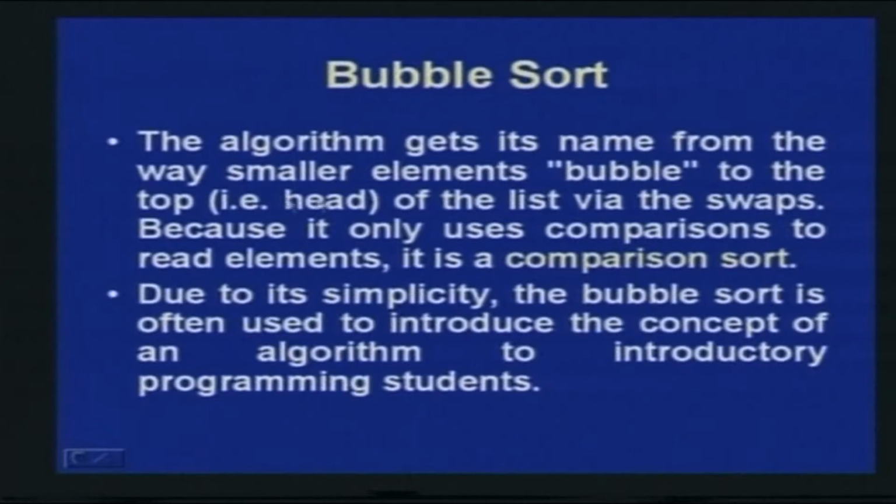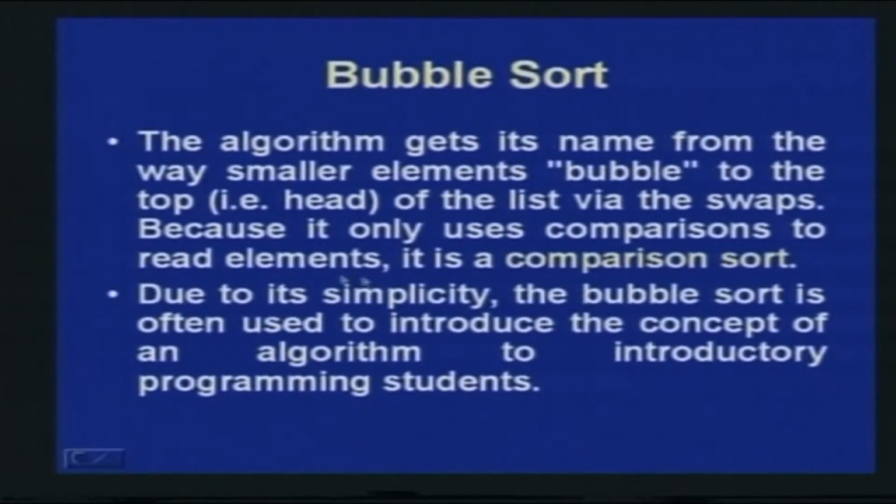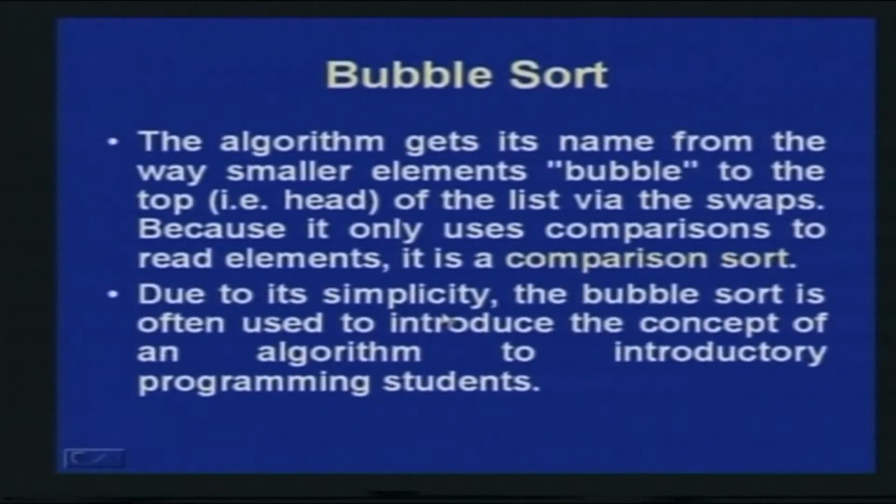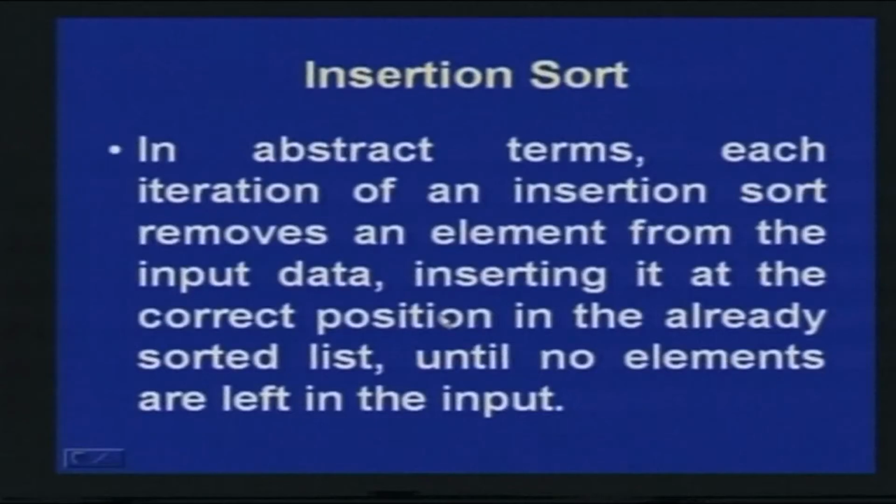Now let us look at bubble sort. The algorithm gets its name from the way smaller elements bubble to the top, that is the head of the list, via the swaps. Because it only uses comparison to read elements, it is called a comparison sort. Due to its simplicity, the bubble sort is often used to introduce the concept of algorithms to students in an introductory programming class.